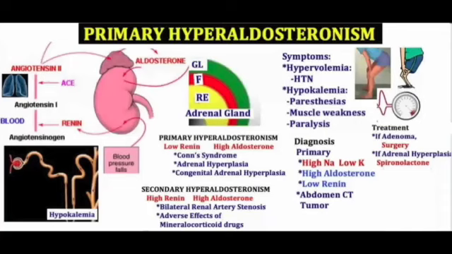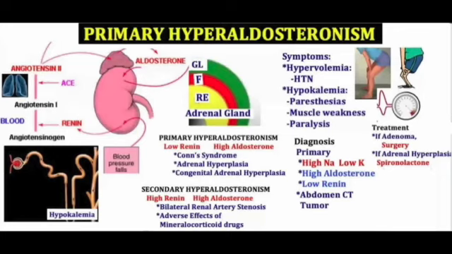Next will be primary hyperaldosteronism. Primary is renin-independent, autonomous, which can be idiopathic bilateral adrenal hyperplasia, most commonly at 60%. 40% are Conn's syndrome, which is adrenal aldosteronoma, located in the zona glomerulosa. Some other rare causes are unilateral adrenal hyperplasia, familial or ectopic aldosterone-secreting tumor.